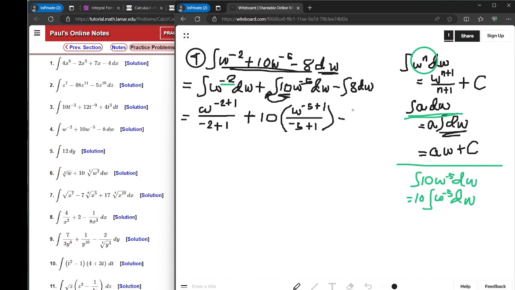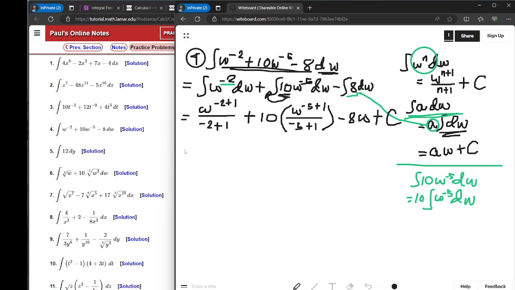Then, just like here, for this case, our a is equal to 8. So this will become 8 times w, and you should not forget plus C. Supposedly, all of them will have plus C, and it would just be absorbed into only one C, because C again is any constant value.